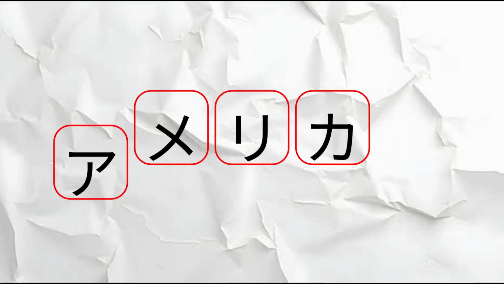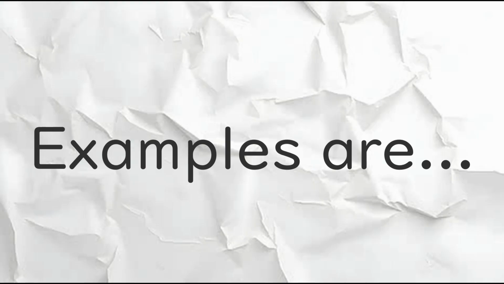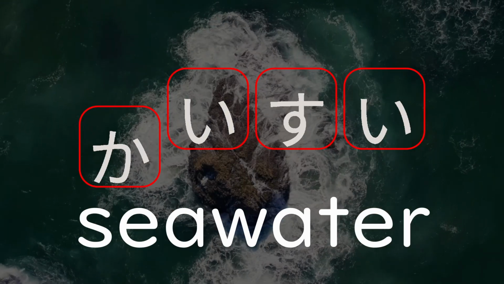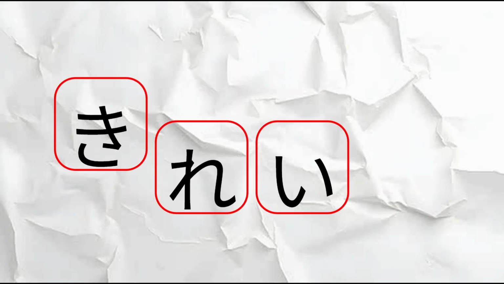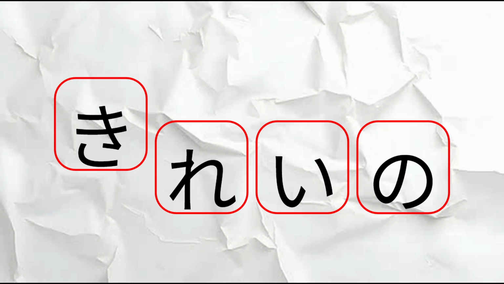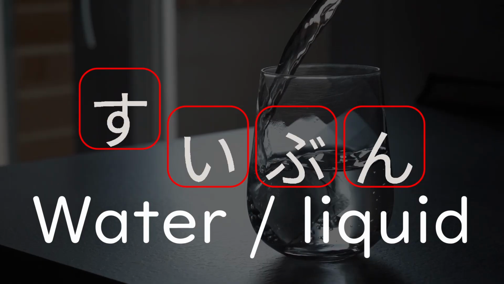Moving on to the 4 pitch patterns. The first one, heiban, which starts low and remains high, and the particle also attaches high. Such words include 米国、海水、森林。 The second pattern is atamadaka. The first mora is high, and everything else, including the attaching particle, is pronounced low. Examples of such words that fall into this category are 世界、水分、猫。 The next one, nakadaka.